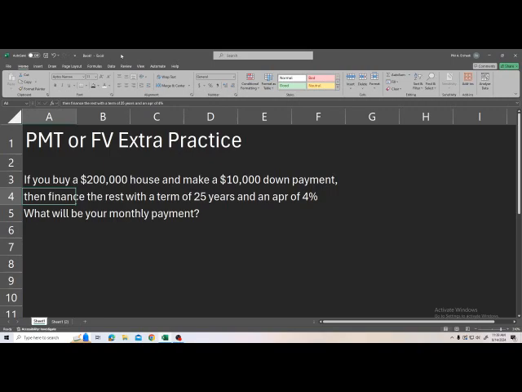In order to figure out which formula to use, PMT or FV, we first have to ask ourselves, are we taking out a loan or are we making an investment? There are a couple of words in this question that are going to hint you toward one or the other. In line 3 at the beginning, the question says that we are going to buy a house. And in line 4, it says we're going to finance some amount of money. Both of these words, buying and financing, will lead you toward the fact that this is a loan. We're going to owe money by buying this house, therefore we must take a loan to do so.